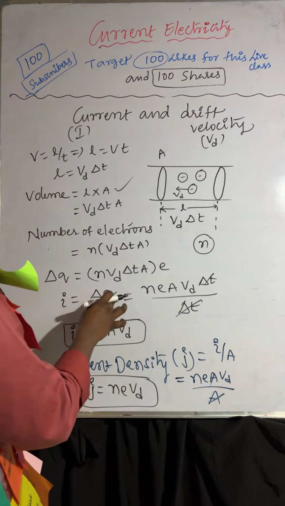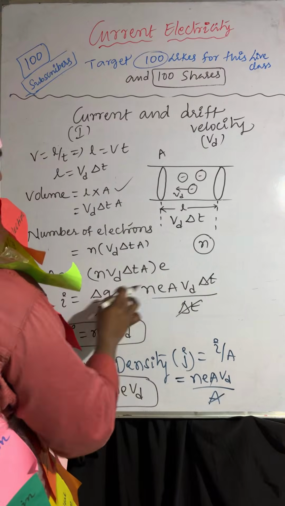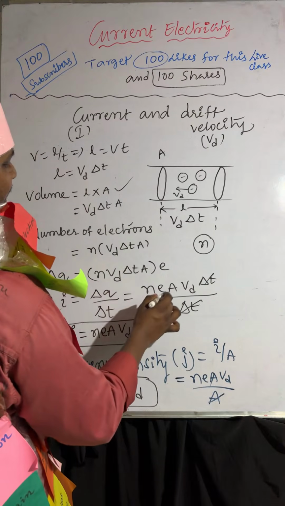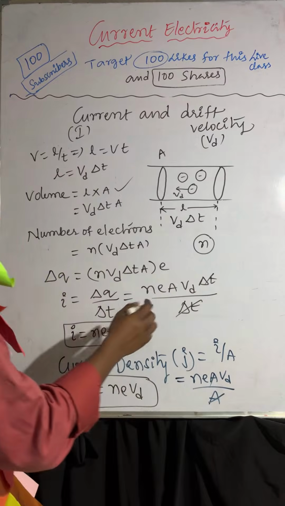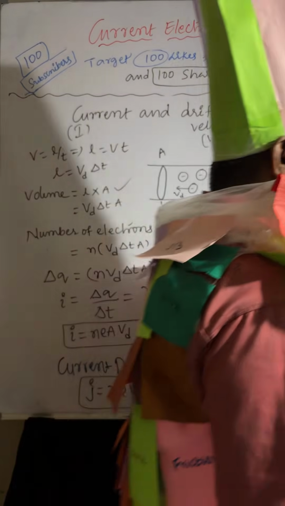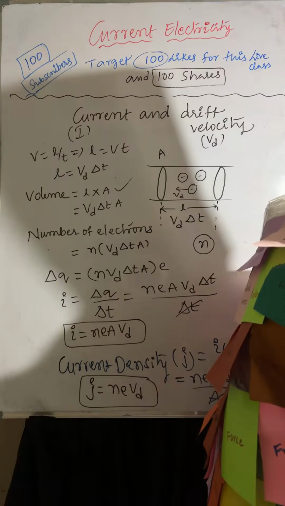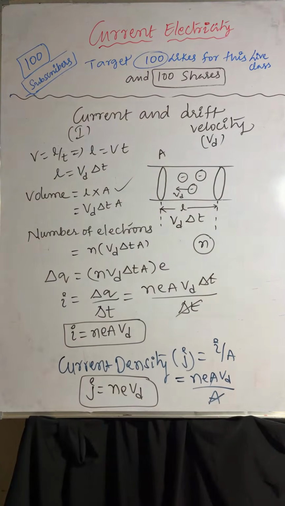So I equals delta Q by delta T. Now delta Q equals n e A Vd delta T. So delta T gets cancelled. Understood or not? Then I equals n e A Vd.